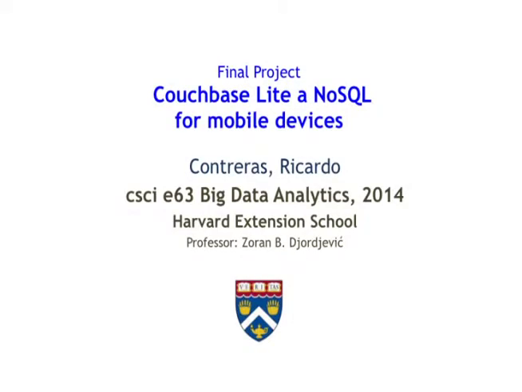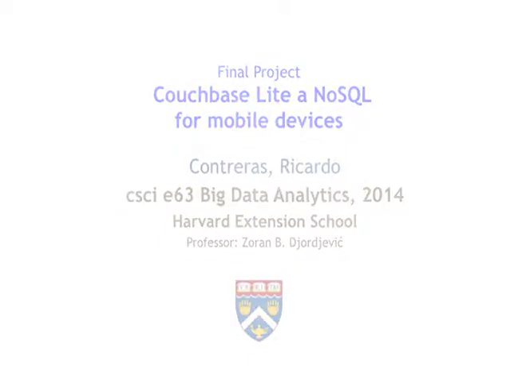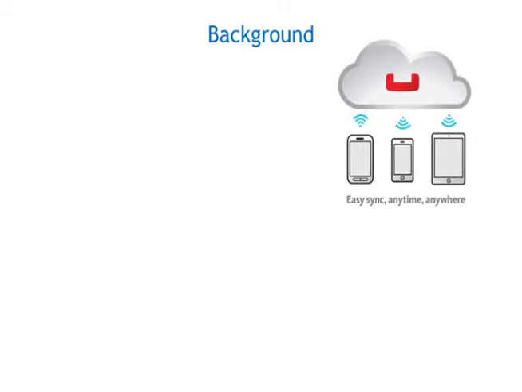The topic for my final project for Big Data Analytics is Couchbase Lite, a NoSQL for mobile devices. A little bit of background. Couchbase Lite is part of a complete NoSQL solution by Couchbase. Their slogan is JSON Anywhere. This means that in the cloud, on the device, and on the wire, you can use the same type of document and a document-driven database.